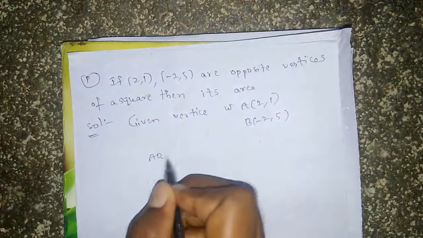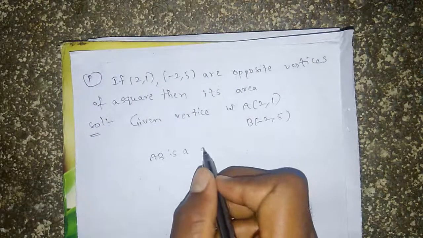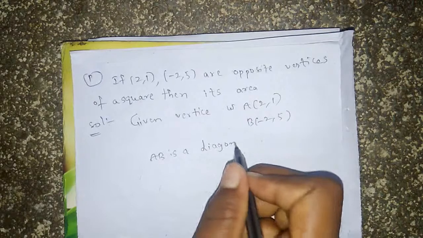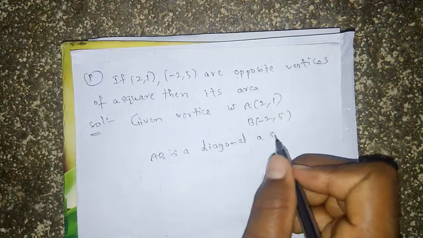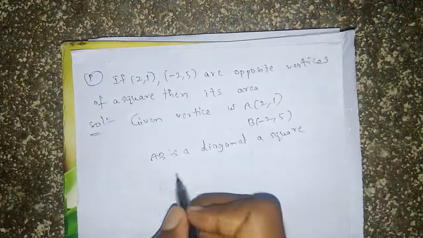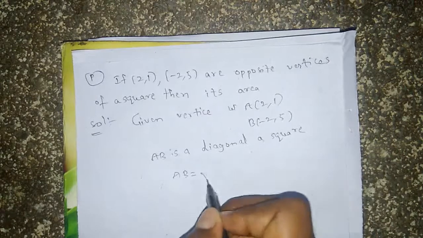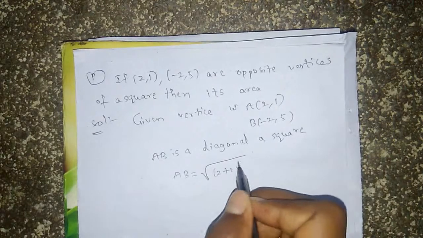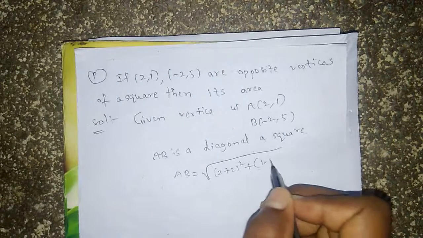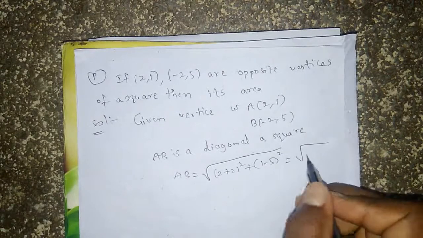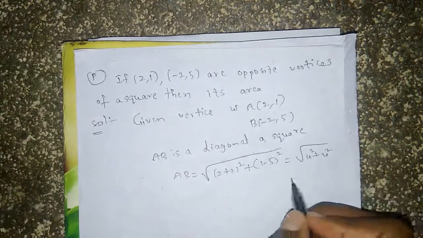Here AB is a diagonal of a square. Let us find the AB distance. AB is equal to root of (2 plus 2) square plus (1 minus 5) whole square, that is root of 4 square plus 4 square, that is 4 root 2.